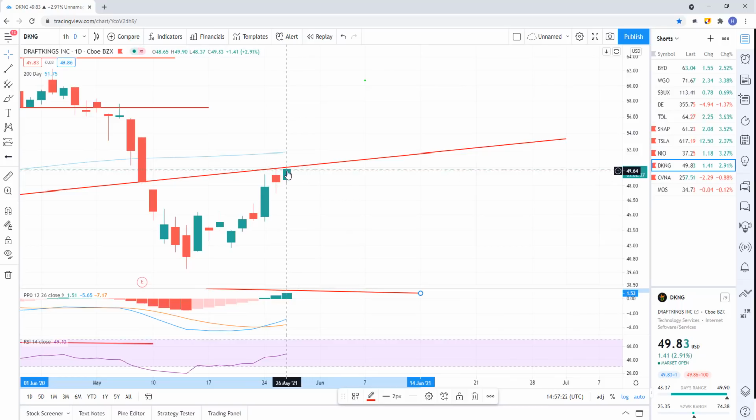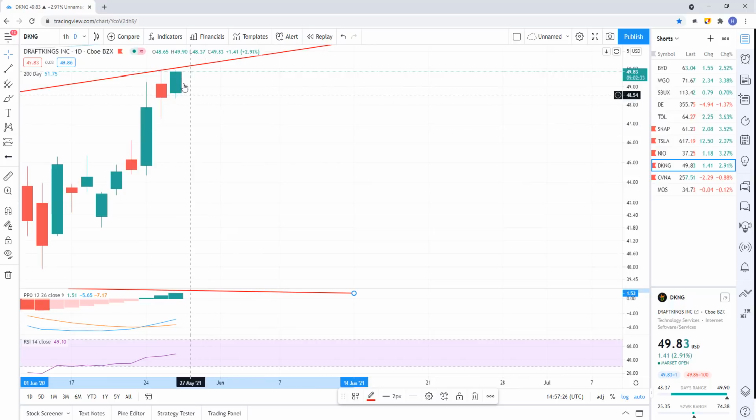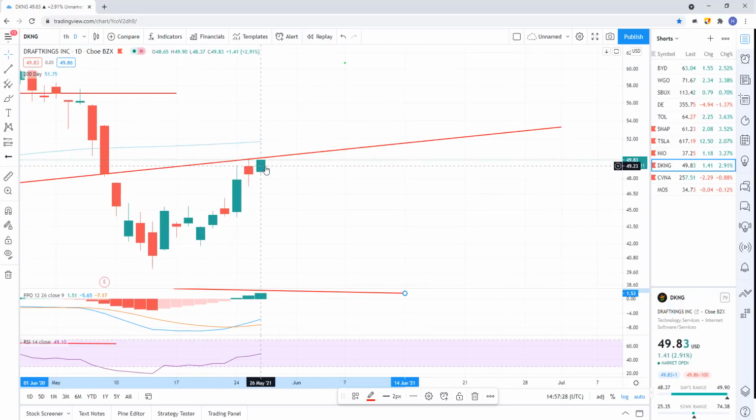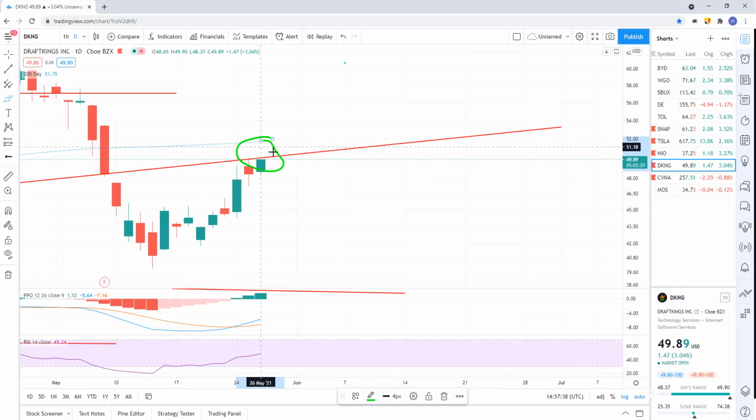No breakouts. Now they could pop it a little bit, and the 200 days right there above it. So I'm almost expecting maybe they pop it, run up, hit the 200, then reject intraday and come back down. But I am expecting it to reject in this area and then head lower.